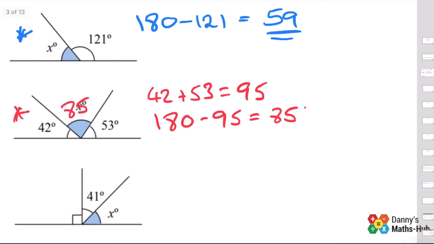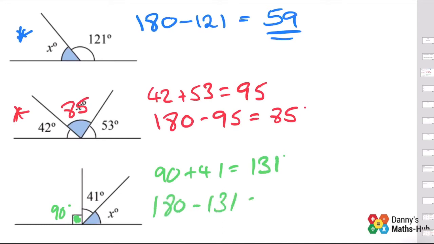Now here we've got this little square here. That simply means 90 degrees. It's how we represent a right angle. So in this scenario we have 90 degrees and 41 degrees, so we have 131 degrees altogether. We know there should be 180 altogether on that line. We're given 131, which means we have a leftover 49, which means x must be 49 degrees.